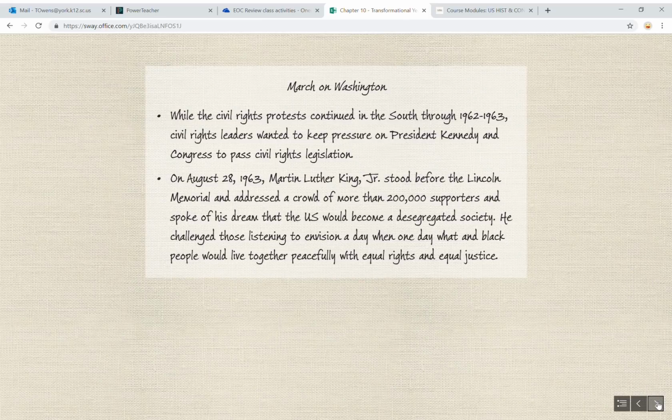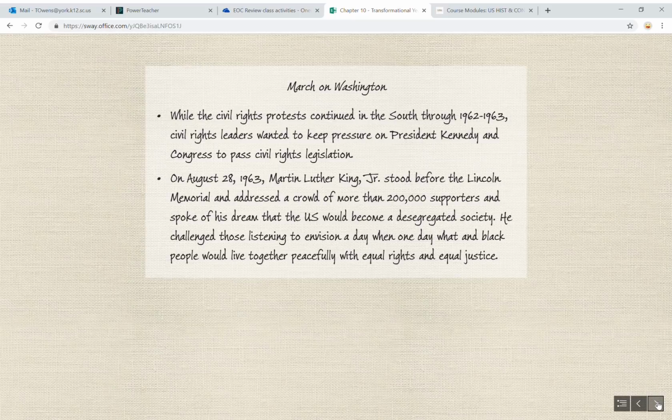You also had a famous March on Washington, and they wanted to keep pressure on the president. This is kind of what A. Philip Randolph was threatening President Roosevelt with during World War II.